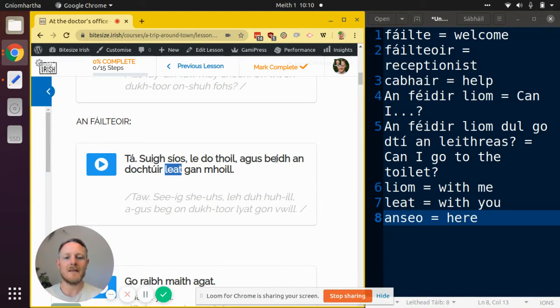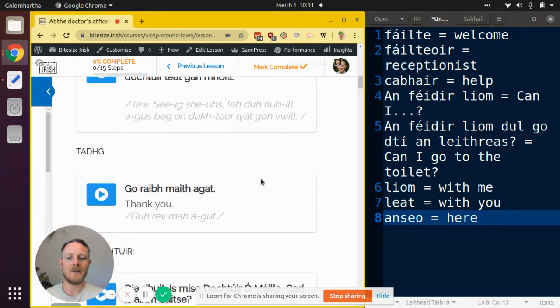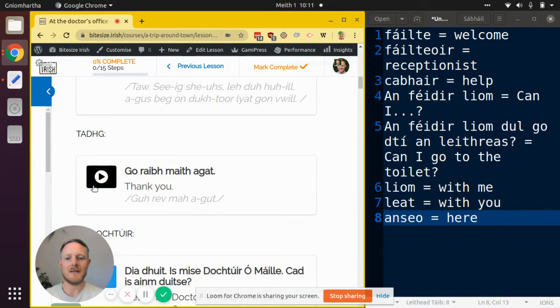Beidh is the future tense. If you're getting into Irish, beidh might be a bit far-fetched for you to try to understand right now, but just to say that this is the future tense. The receptionist is saying the doctor will be with you rather than is with you. And then Tadhg says, Go raibh maith agat. You can click these and listen to the phrases, of course. He's just thankful. Thank you. He's thankful that the doctor will be with him soon.